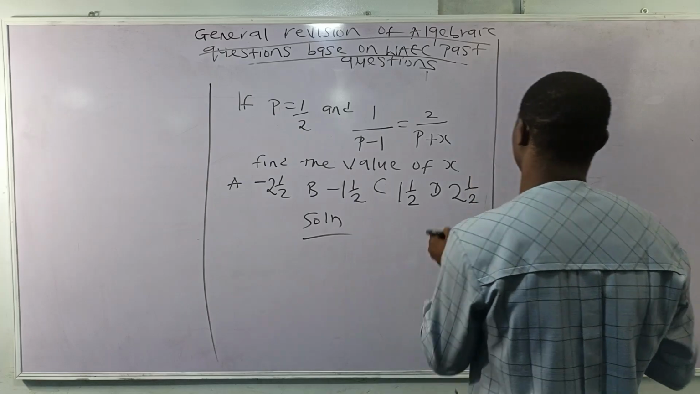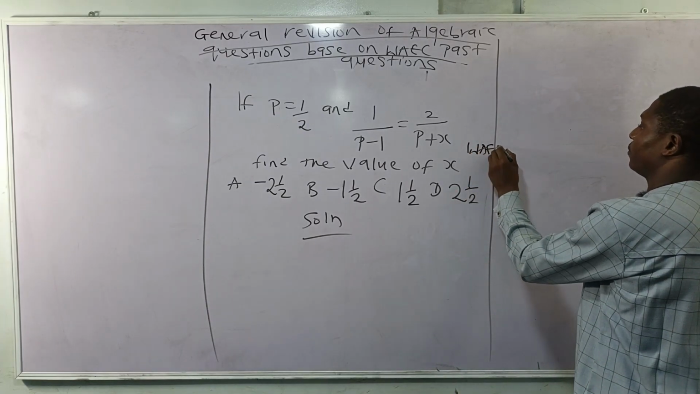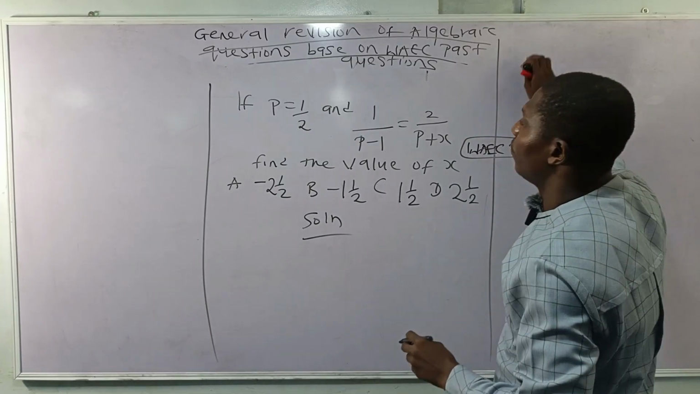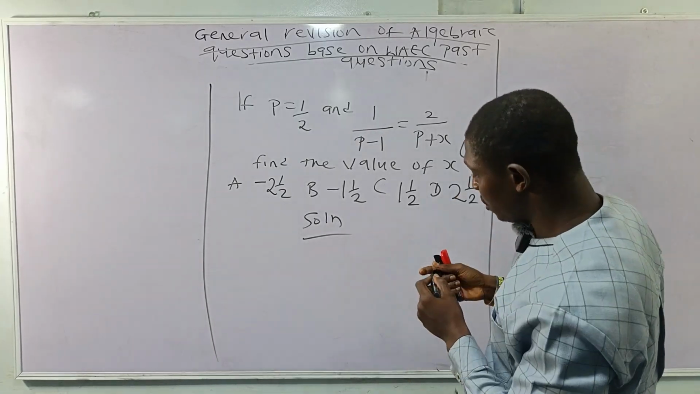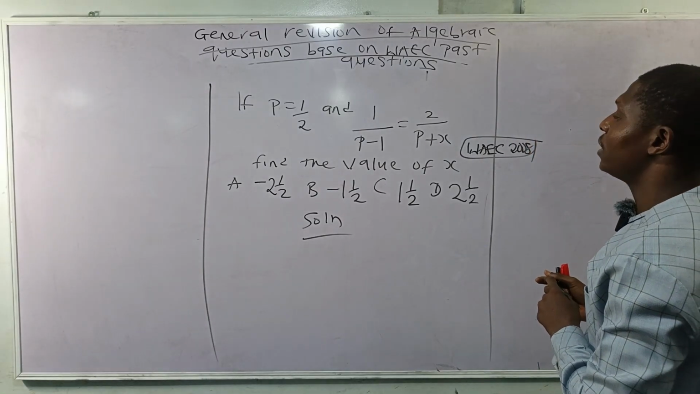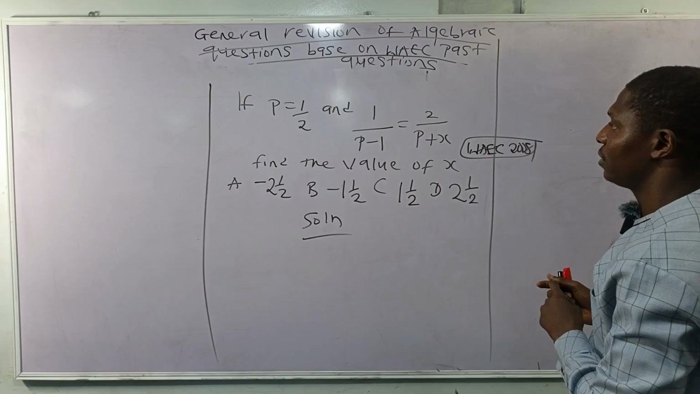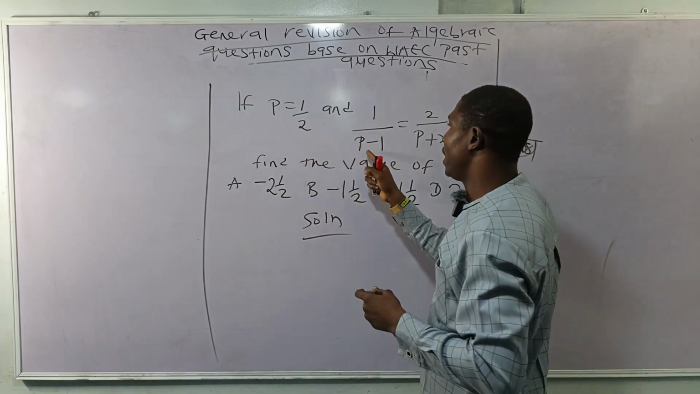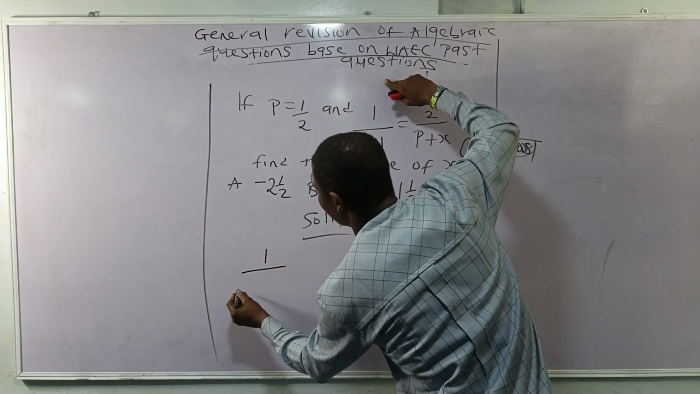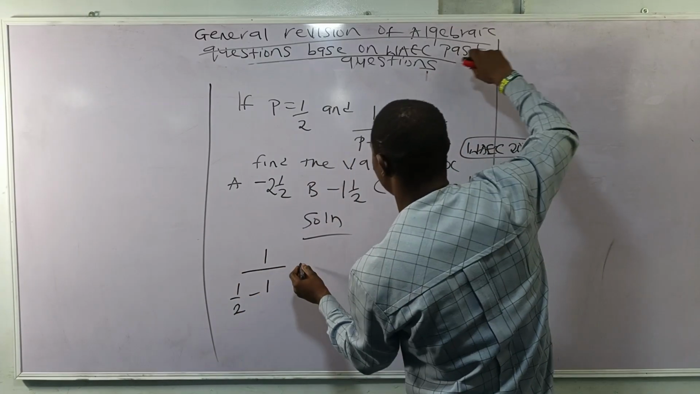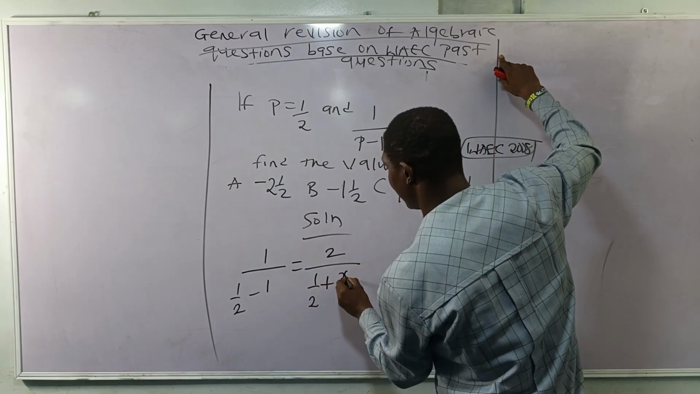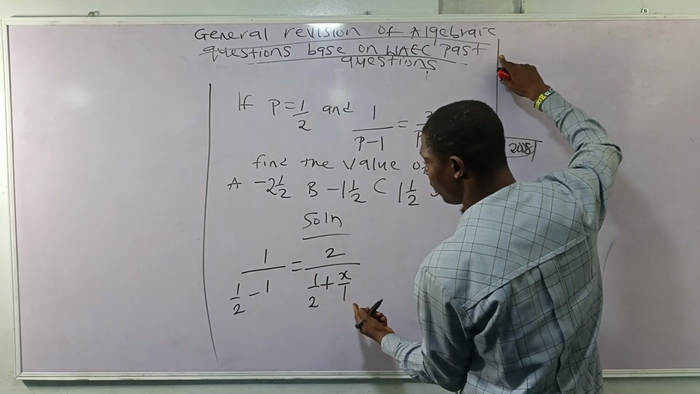So we have the same WASSCE 2008. We have p equals 1 over 2 and 1 over p minus 1 equal to 2 all over p plus x. It said find the value of x. So since p is already given as 1 over 2, we simply substitute the value to have 1 all over 1 over 2 minus 1 equal to 2 all over 1 over 2 plus x. This can be over 1, so that these two will be fractions.